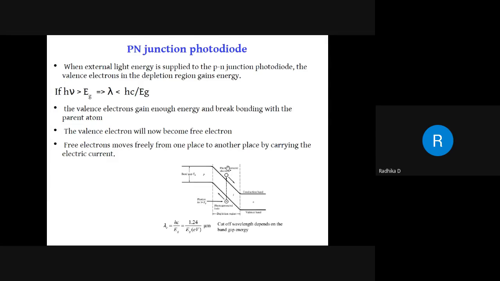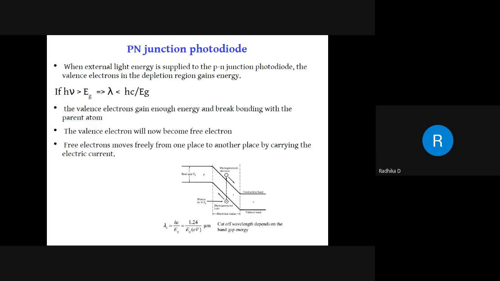depletion region. I've written it another way, I just mentioned it in terms of wavelength also. That's not a big deal. You just write frequency as velocity of light divided by wavelength, so you can rewrite this expression. So that's about a p-n junction photodiode.